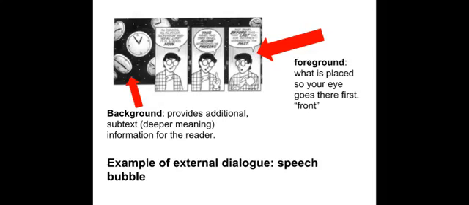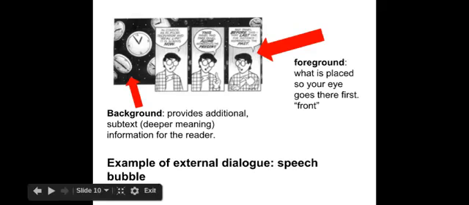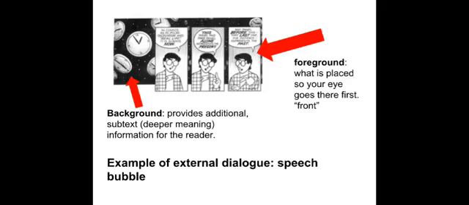Another two terms to know are background and foreground. Foreground is what's placed in the front, so your eye goes there first. We can see that these panels are more in the front. The background is what's in the back, and background provides additional subtext, usually some deeper meaning for the reader.